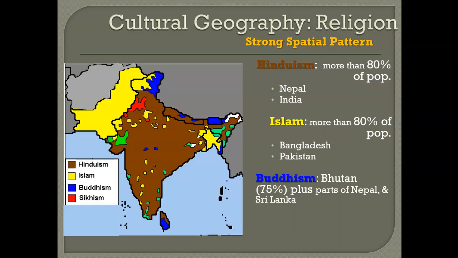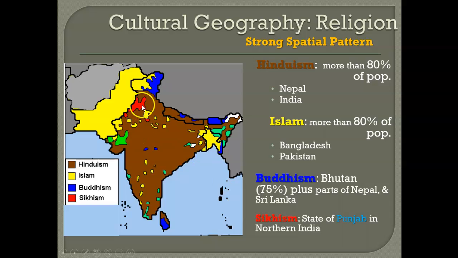Buddhism, while it faded in India, is still quite dominant in Bhutan. We talked about that when we talked about gross national happiness. About 75% of the population of Bhutan is Buddhist. And then we also have a bunch of people who are Buddhist in Nepal. There's some Buddhists up here in kind of the Chinese-controlled areas in Jammu and Kashmir, and then down here in Sri Lanka. So Buddhism is still present in the area, but it is not dominant.